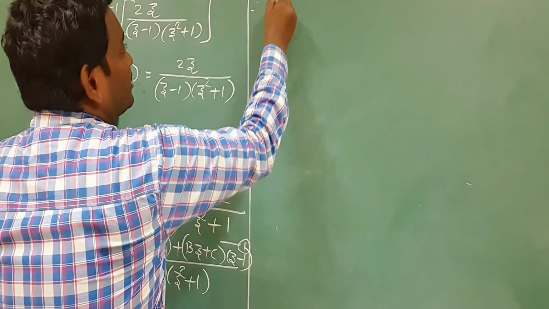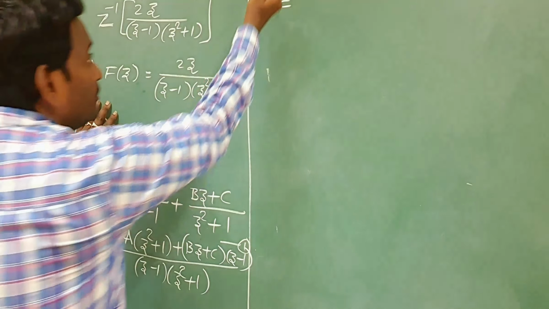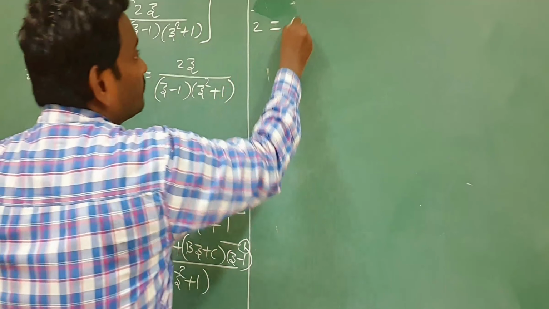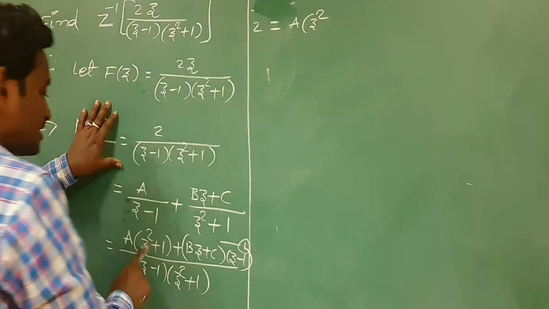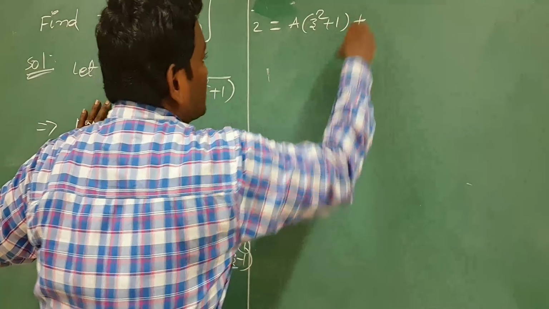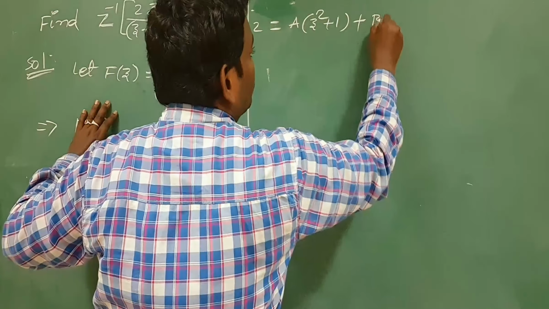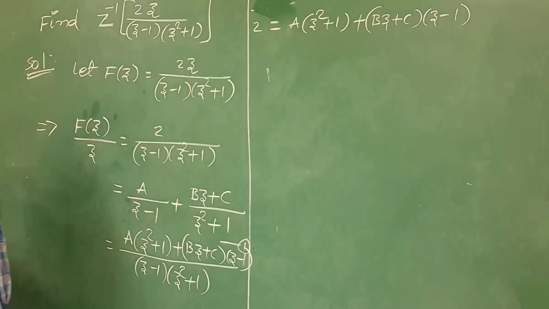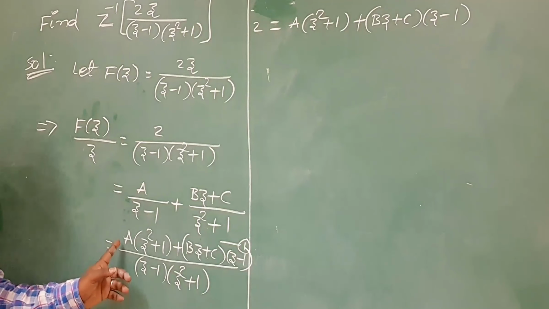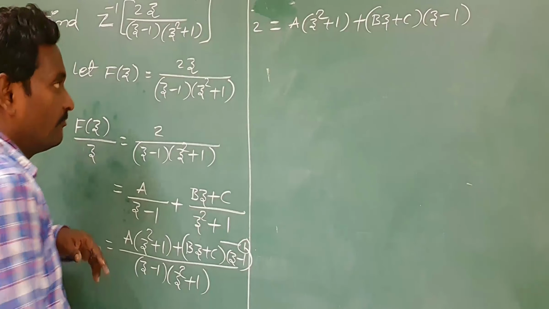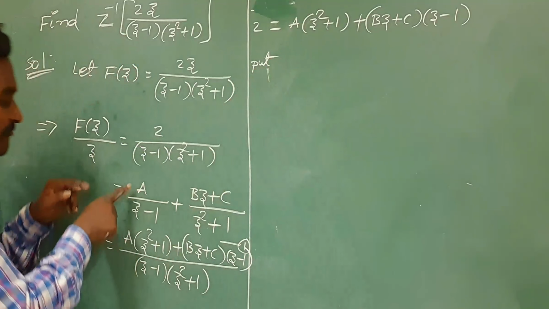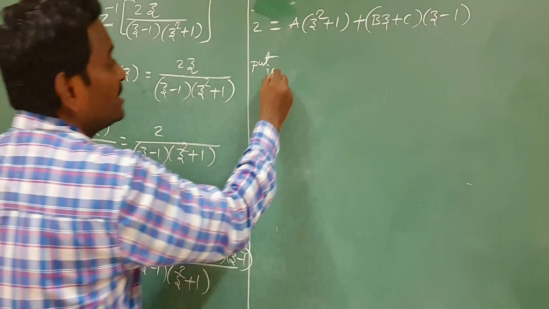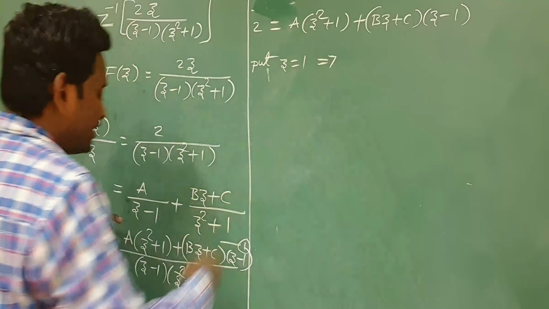So by equating the numerators you will get 2 is equal to a times (z square plus 1) plus (bz plus c) into (z minus 1). So it is enough to find out the values of a, b, c first. For the a value, look at the denominator of constant a. The denominator of a is z minus 1, whose root is 1. That's why put z is equal to 1. You can easily get the value of a.